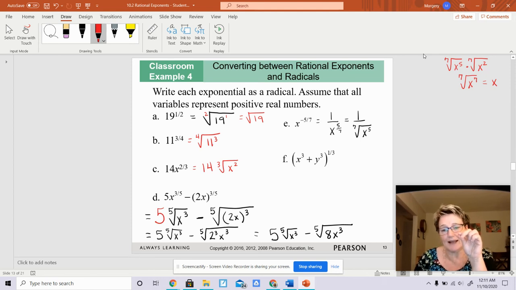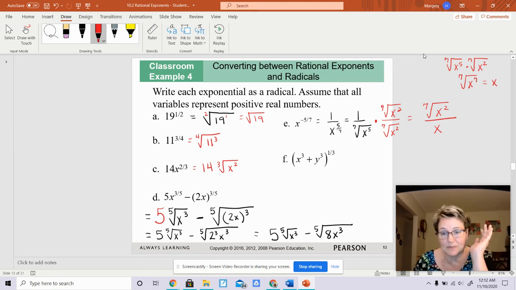And if you do that, you have to multiply this by the 7th root of x to the 2nd, because it's going to give me x to the 7th. And when you take the 7th root of something that's to the 7th power, it's just x. Now, whatever you do to the bottom, you must do to the top. And you end up with the 7th root of x squared over x. Okay, so that is one way to do this problem.